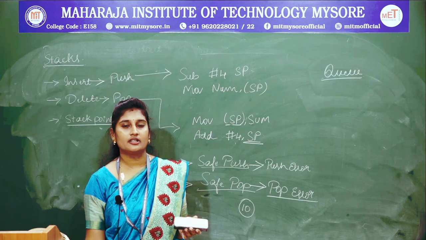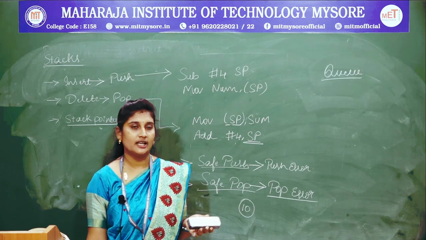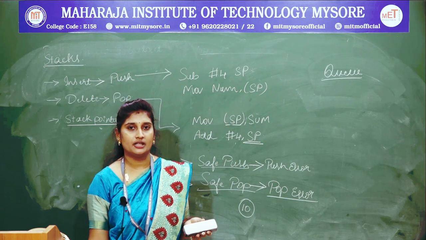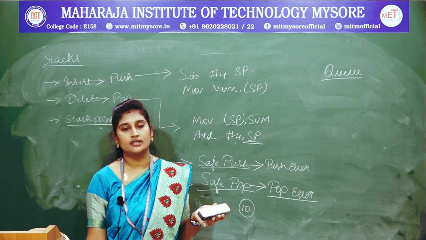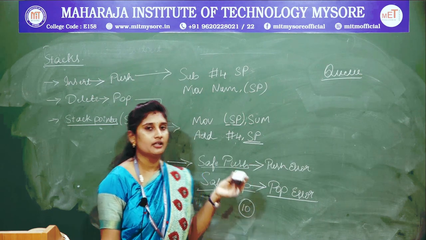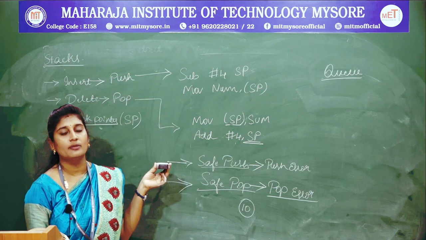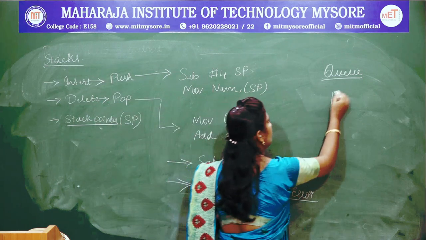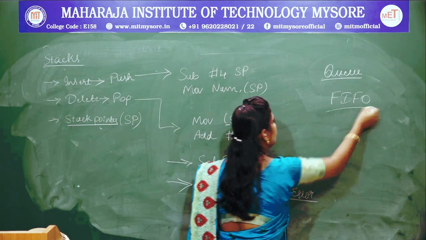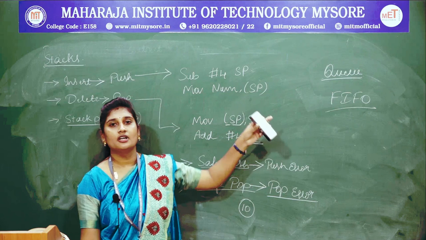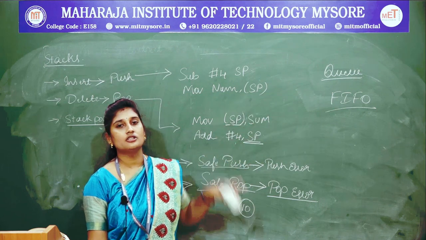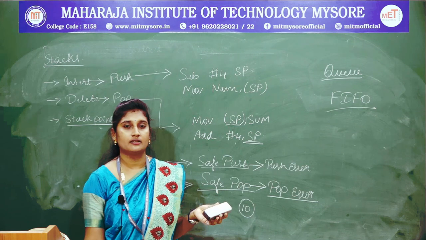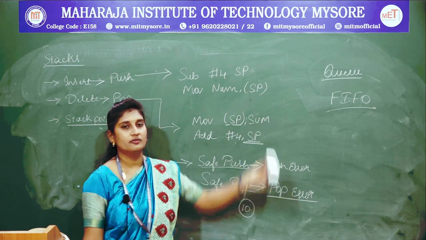Next type of data structure that you will be using to store the data is the queue data structure. Again it is another special type of data structure which is used to store the data, and the operations will be carried out the same as in stacks. But the difference is that in queues you will be carrying out the FIFO operation, that is first in first out. So the insertion of an element takes place at one end and the deletion of the element takes place at the other end. That is the difference between stacks and queues.